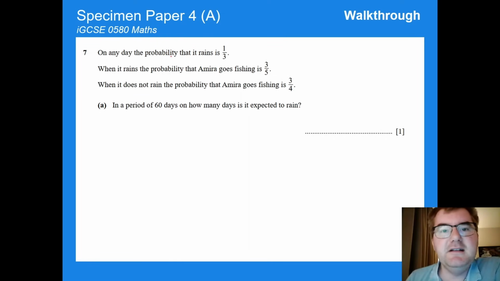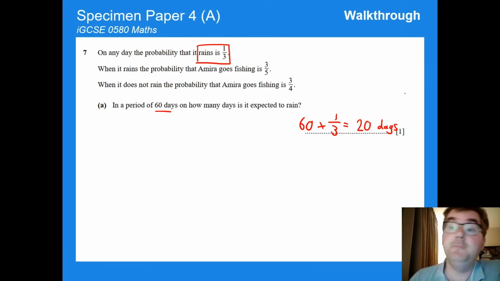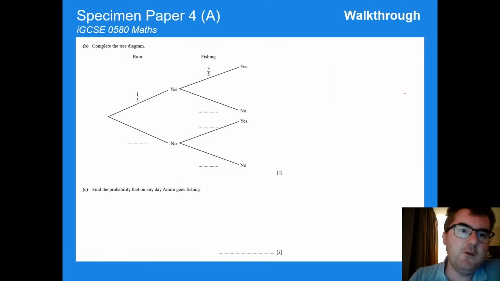On any day, the probability that it rains is 1/3. When it does rain, the probability Mira goes fishing is 3/5. If it doesn't rain, then Mira goes fishing with probability 3/4. Makes sense, yeah? If it doesn't rain, you're more likely to go fishing. In a period of 60 days, how many days is it expected to rain? Nice easy formula here. We take the number of days and multiply by the probability of it raining, which is 1/3. That gives us 20 days as our expected value. Nothing too tricky here. You get 20, you get the 1 mark.